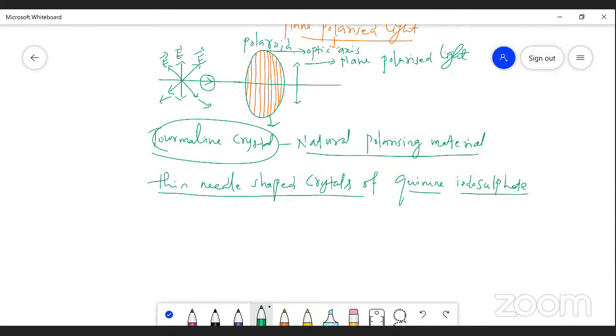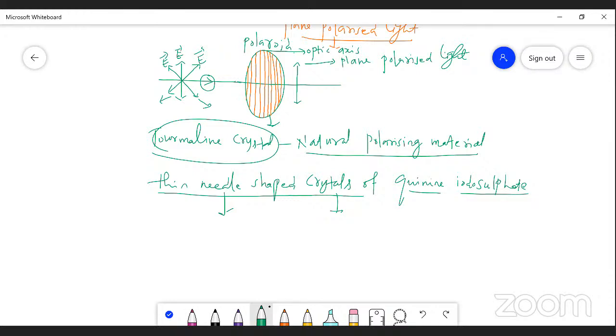So how do we make a Polaroid artificially? Take thin needle-shaped crystals of quinine iodosulfate, a large number of them, arranged in such a way that the optic axes are parallel with each other, tightly packed in between thin transparent plastic sheets. It will serve as a good Polaroid or polarizer.